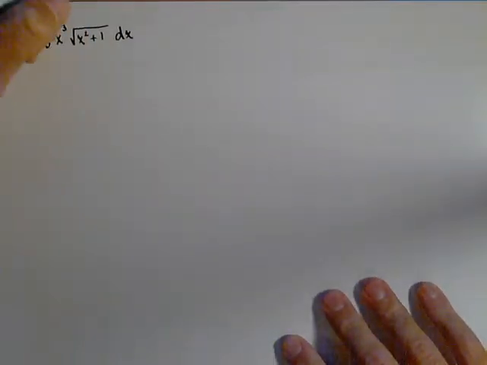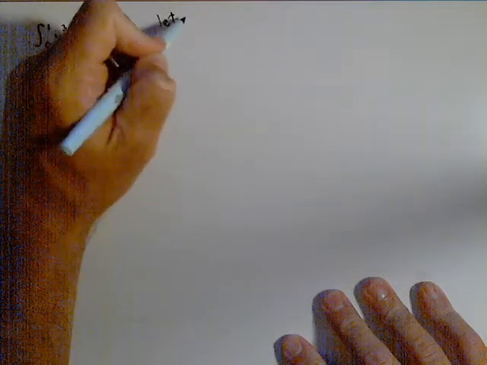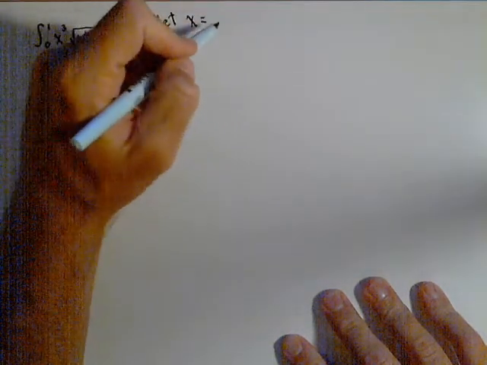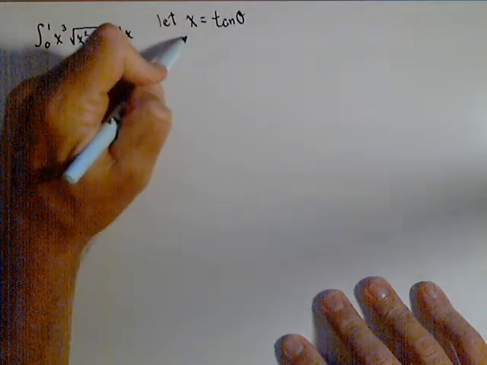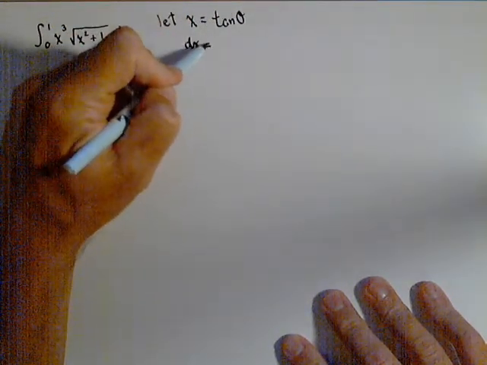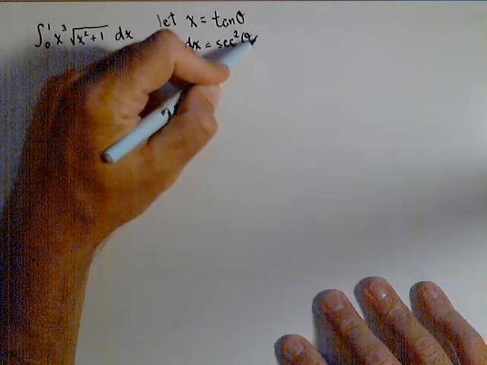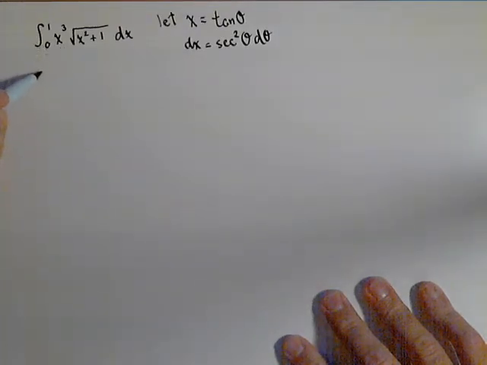So, we already know what our substitution is going to be. Let x equal, a in this case is the square root of 1, so it's just x is tangent theta, and immediately after you've identified your x, find your dx, which is secant squared theta d theta. You don't want to ever forget your dx. Now, let's go put these pieces in here.